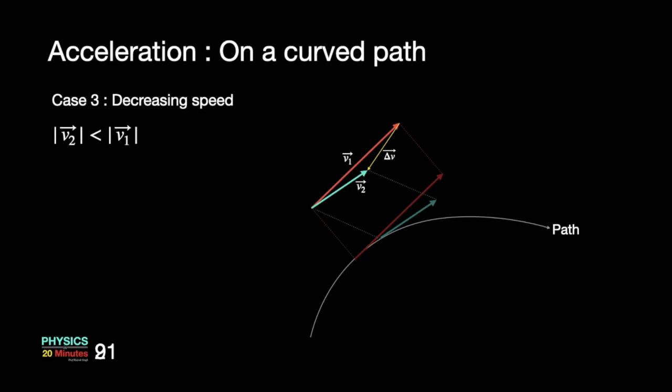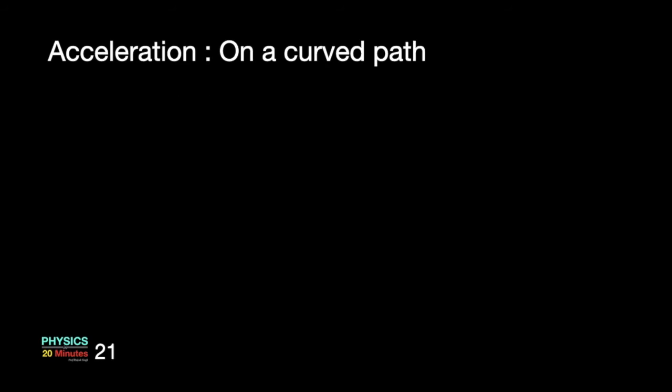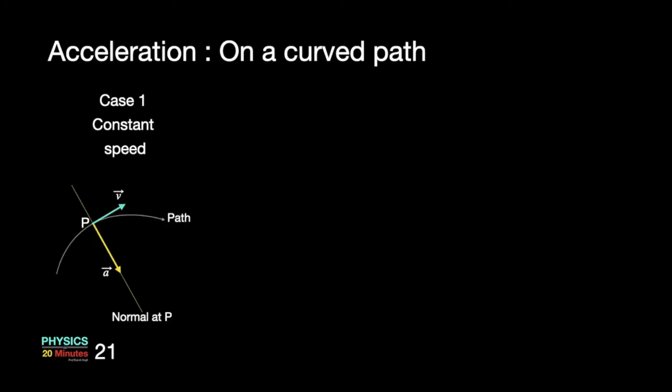As the acceleration has the same direction as that of the change in velocity vector, it will be parallel to delta v, and the angle between the acceleration vector and the velocity vector will be more than 90 degrees in this case. So we summarize the results quickly on one page. Case 1 was constant speed. In this case, the acceleration vector is perpendicular to the velocity vector, that is, along the normal at point P.